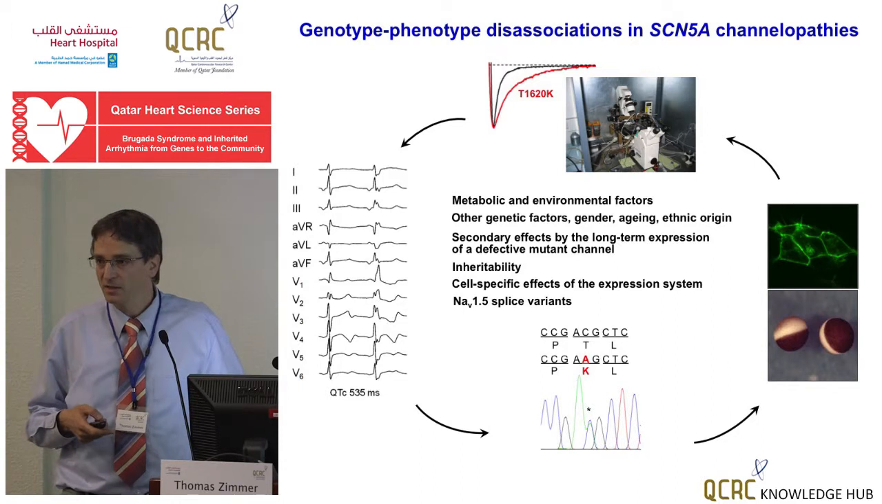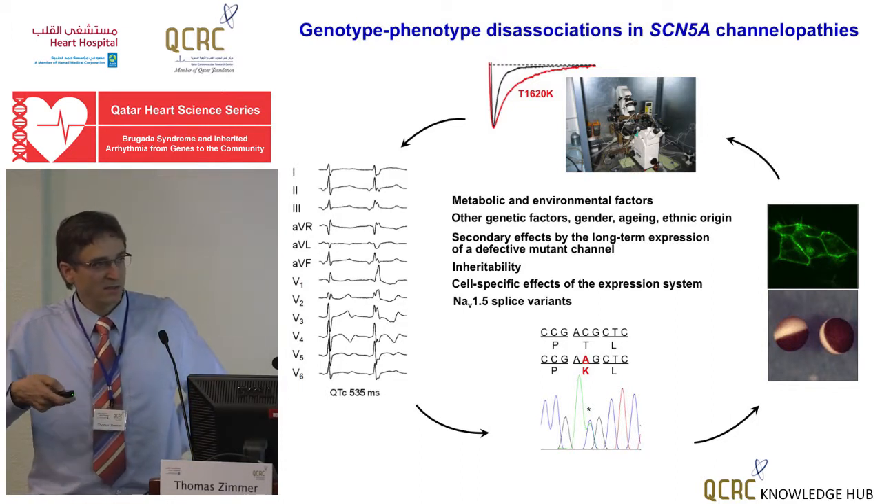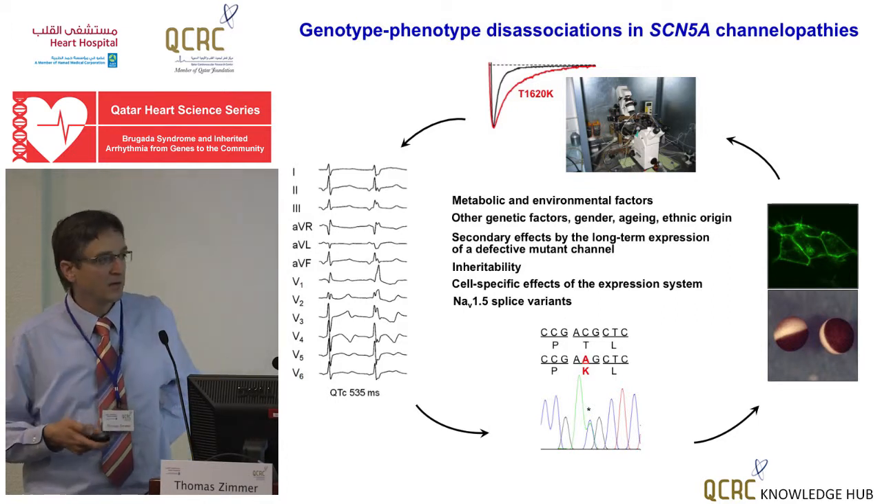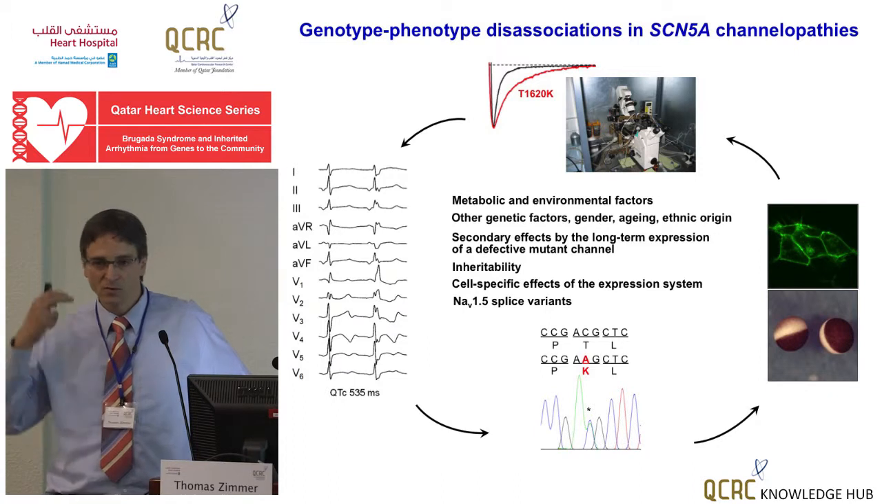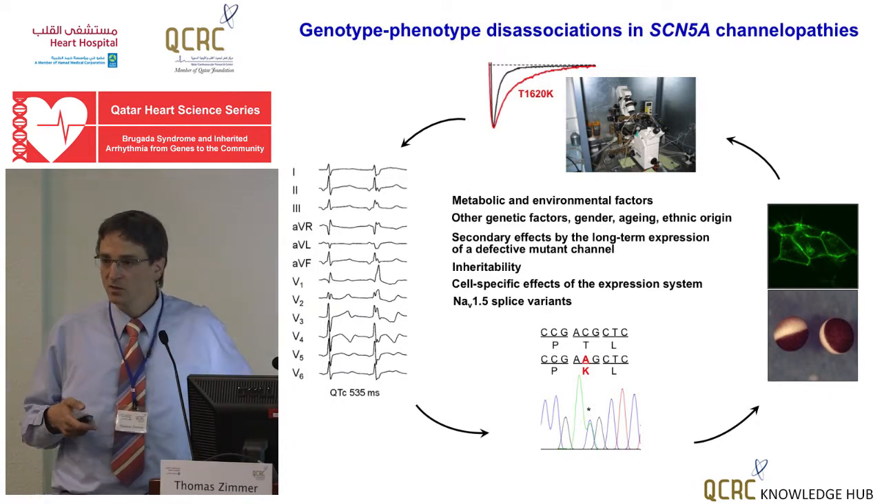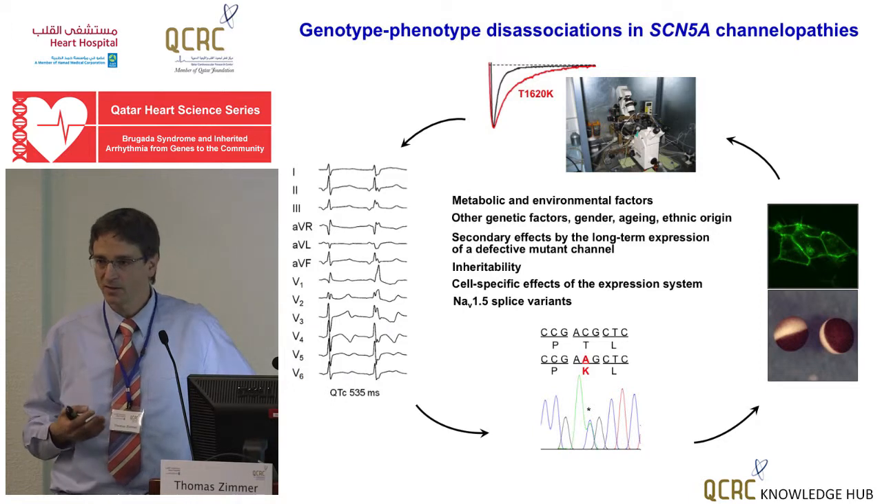I will show you some recent data from our lab that the cell system, the expression system, can affect our results. And the second I would like to talk about is NaV1.5 splicing. We're always talking about mutations, but the sodium channel in the heart is also spliced, and there are functional splice variants in the heart.